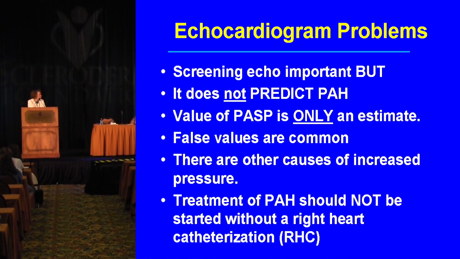So it really is just an estimated value, and we really often have false abnormalities there. And the other problem is that there are lots of different causes for increased pulmonary artery pressures on an echo. And that's why we have to do the right heart catheterization, because that's when the cardiologist can really look at your heart and make sure that the pressures are coming from the lungs, they're coming from the pulmonary arteries.